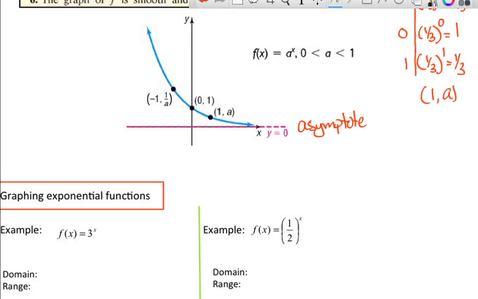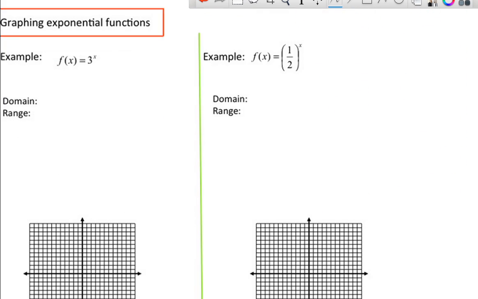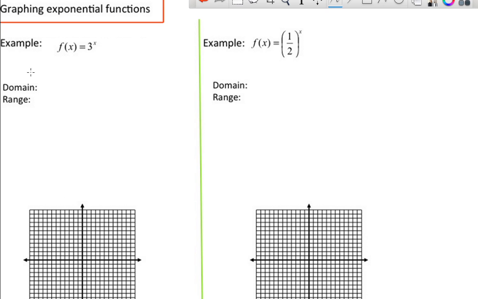Okay, let's look at a couple of graphs. So here's an example. F of x is 3 to the power of x, so a is equal to 3. That means that this is a growth function, right? That also means that we have a horizontal asymptote. So there is a horizontal asymptote at y equals 0. So I'm going to mark that right now.